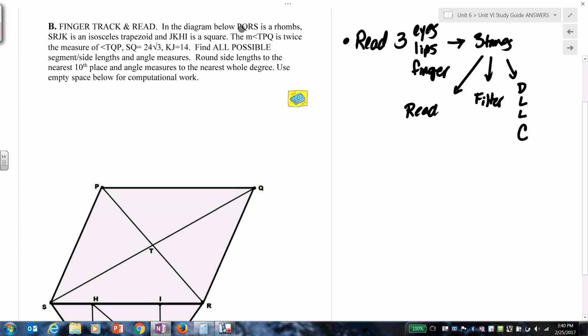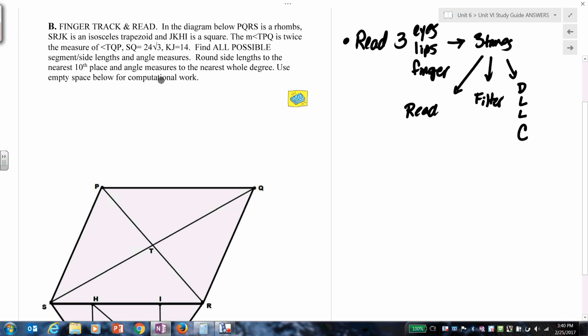In the diagram below, PQRS is a rhombus. SRJK is an isosceles trapezoid, and JKHI is a square. The measure of TPQ is twice the measure of TQP. SQ is 24 root 3, KJ is 14. Find all possible segment and side length and angle measures. Round the side lengths to the nearest 10th place and angle measures to the nearest whole degree. Use the empty space for computational work.